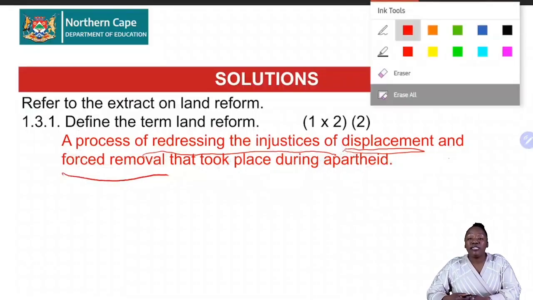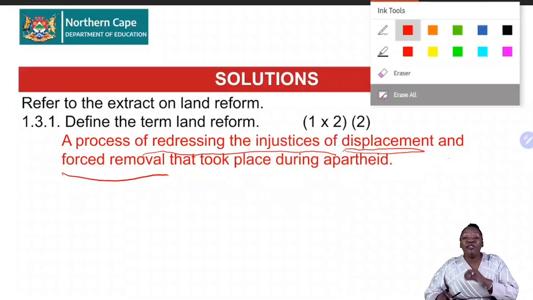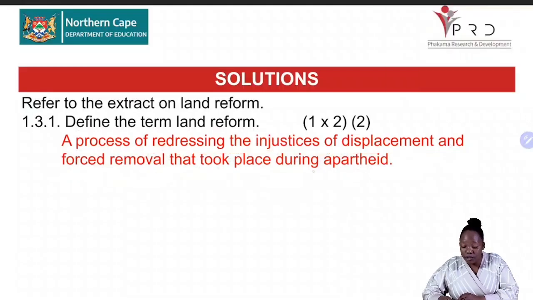One might say it's whereby the land is given back to the people who were forcefully removed during the apartheid times. Or one might say it's when the government is buying the land back for the black people who were removed during the apartheid times. Remember, we can put it in different ways, but as long as you emphasize that this is redressing the injustices that were done by the apartheid times.